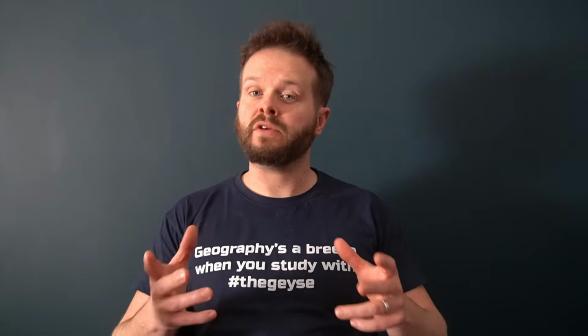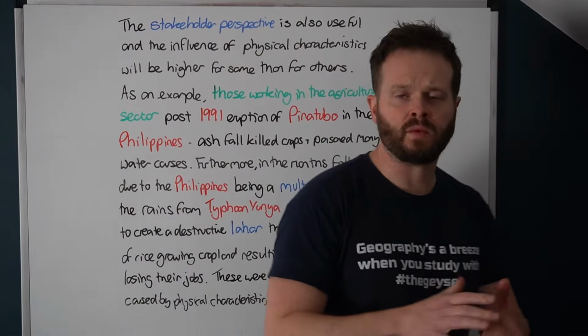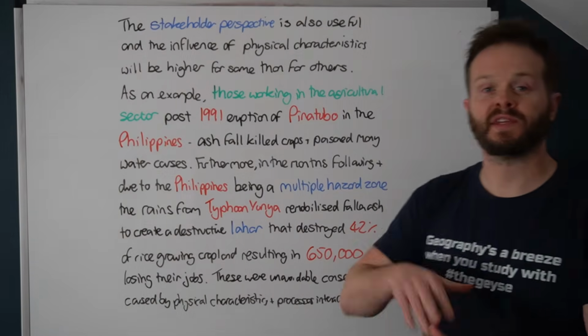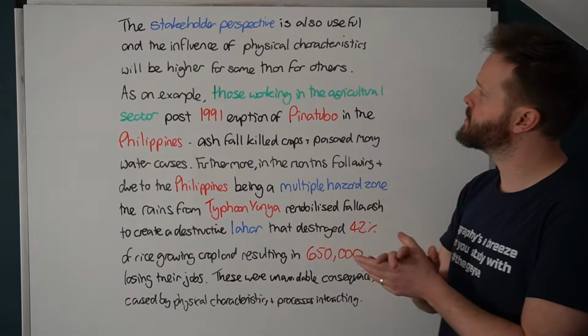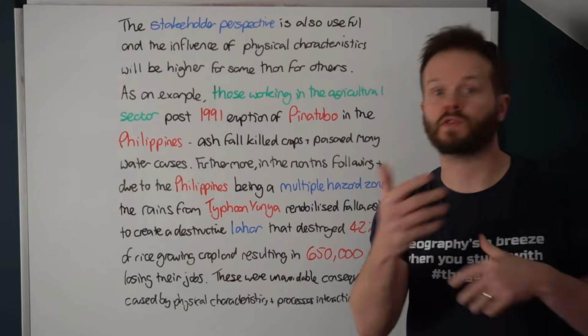With Pinatubo 1991 and Turkey 2000 and Turkey 2023, it's very useful to look at these from the people perspective, from the stakeholder perspective. The stakeholder perspective is always an easy one to deploy, particularly in a synoptic module like Tectonics. So let's see how we can use it with Pinatubo. So from the stakeholder perspective, it's also useful, and the influence of physical characteristics will be higher for some stakeholders or key players than others.